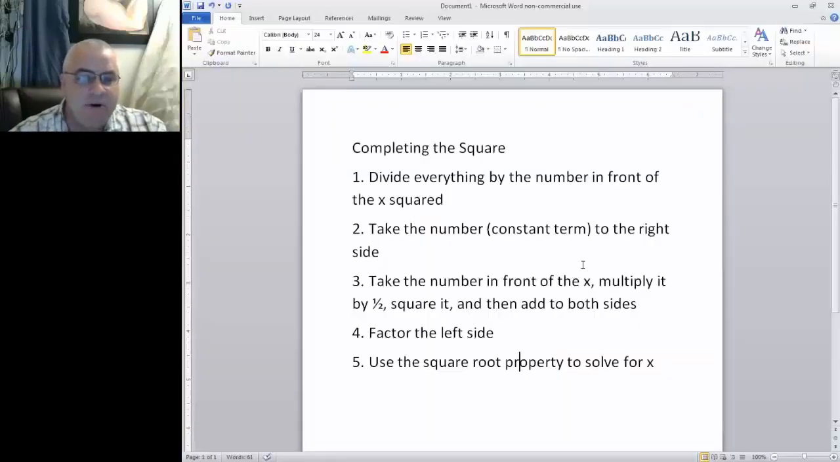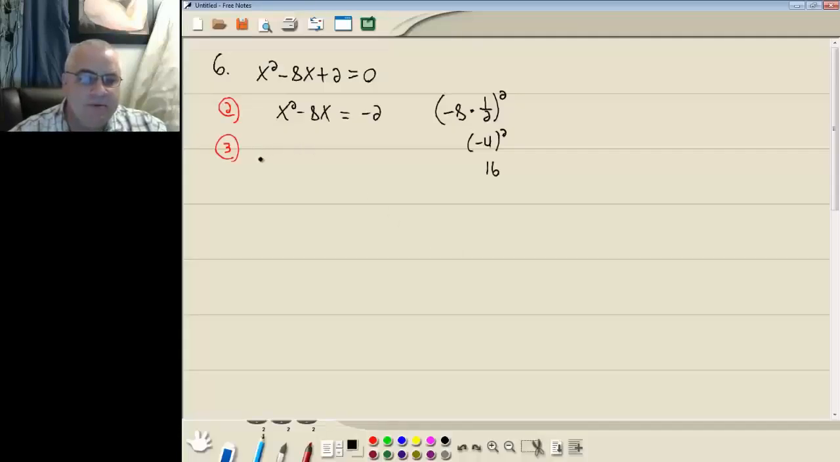It says, then add to both sides. So we're going to have x squared minus 8x plus 16 is equal to negative 2 plus 16, which gives us x squared minus 8x plus 16 is equal to 14.